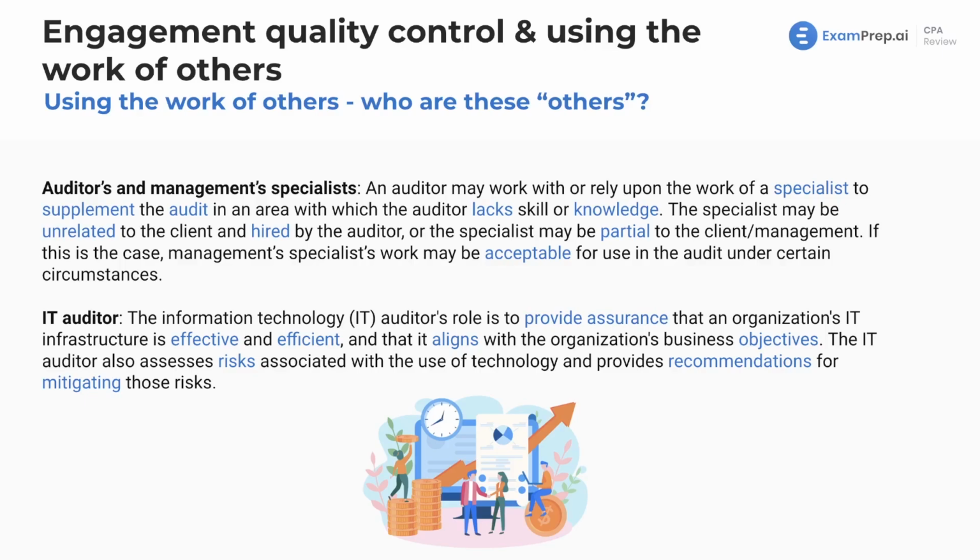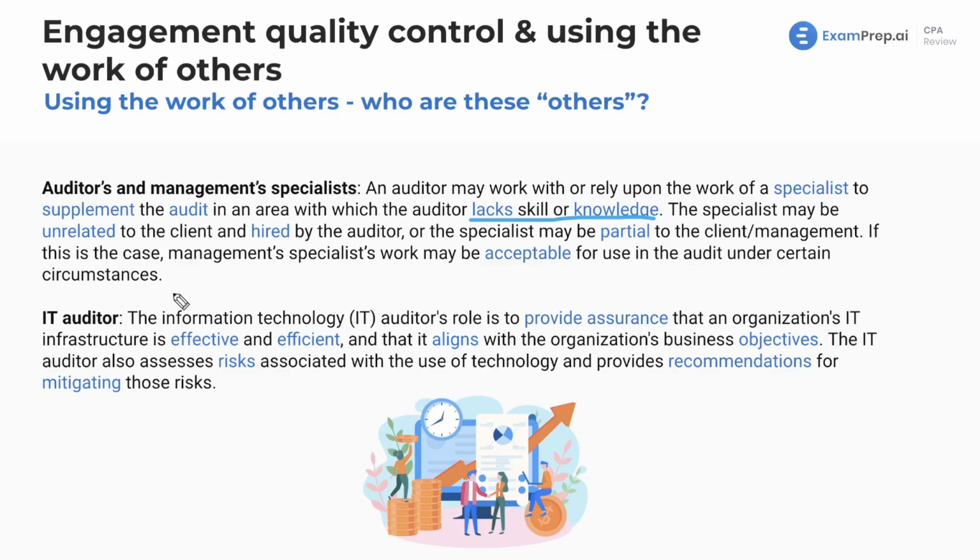An auditor may work with or rely upon the work of a specialist to supplement the area in an audit in which the auditor lacks skill or knowledge. Specialist may be unrelated to the client and hired by the auditor, or the specialist may be partial to the client or management, which would be their legal counsel. Very expensive to hire lawyers just to work for you all the time, and you don't really need lawyers all the time, so you hire a legal firm. If this is the case, management specialist work may be acceptable for use in the audit under certain circumstances. What are those circumstances? You got to verify what they say. You need to ensure that, triple check everything. Like, it's fine if you use management legal counsel's work, but you need to verify it and make sure that there's no problems there.